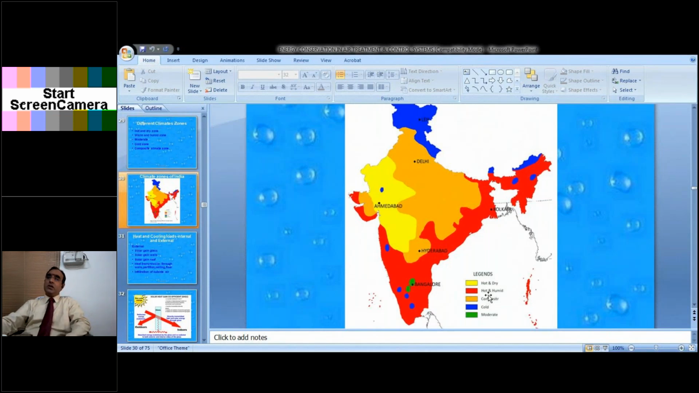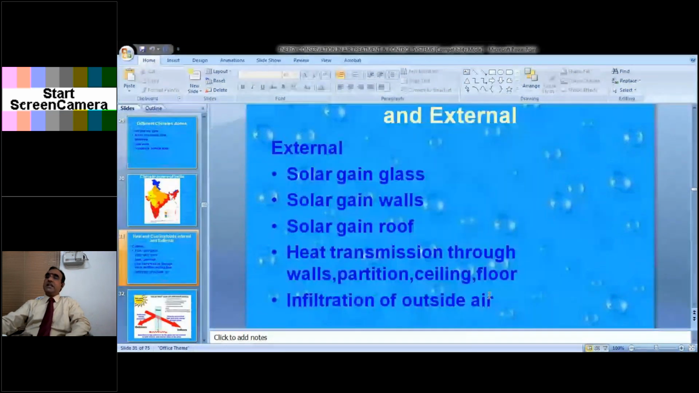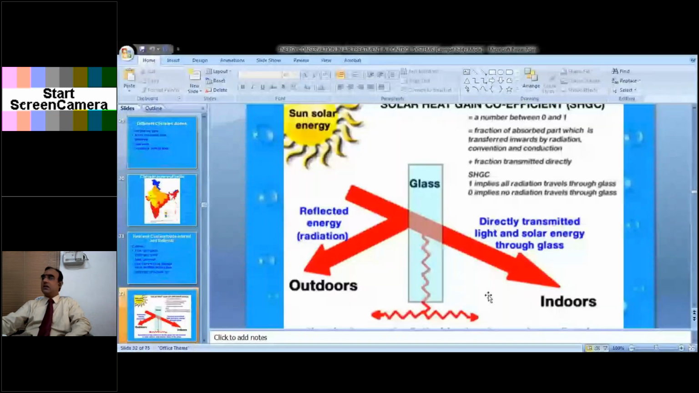So these are the external loads: solar gain through glasses and walls and roofs, heat transmission through walls, partition, ceiling, floor, infiltration of outside air. All these things are considered for the heat load of the air conditioning station. Some of the solar heat load and other heat loads.